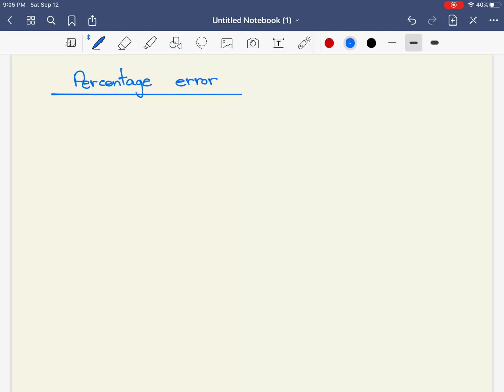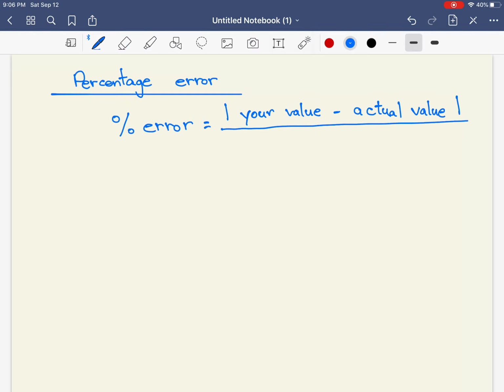Okay, now, percent error is a way of showing how far off you are from the real answer, in terms of percentage. You have a real answer. By doing your experiment and looking at your experimental results, how far away are you? So, I have a formula right here that you need to know. Percent error is equal to the absolute value of your value, whatever that may be, minus the actual value. You close off the absolute value here, and you divide that by the actual value. That is the formula. And then you times 100. It's a percentage, so you always times 100.